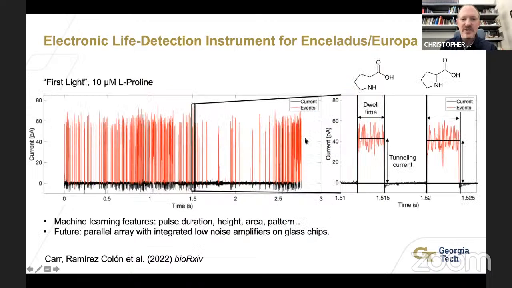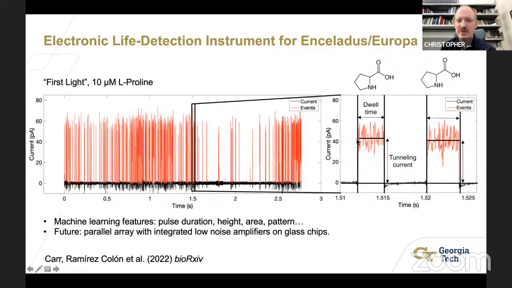And this was the best data that we obtained with this system. And I say was because we've now moved on to automatic gap control with piezos. This is going to allow us to get much more detailed data. So this is kind of our first light experiment with 10 micromolar L-proline. And you can see the example on the right of characterizing a couple of these events. We can characterize the dwell time and the tunneling current.